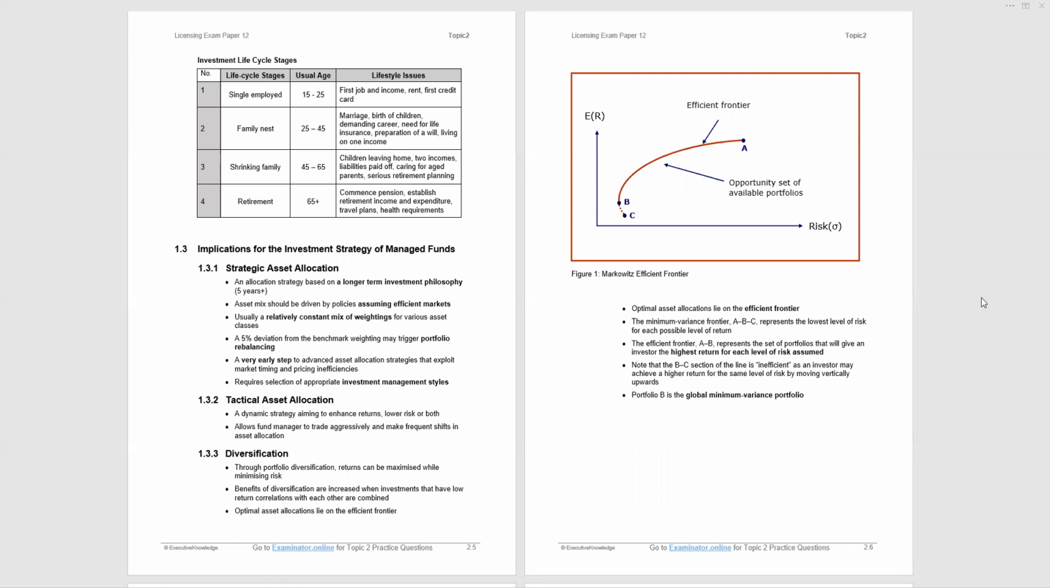Then stage 2, family nest, 25 to 45 years, generally. There, you could be married, with children, you have a career. There, you have a need for life insurance. You want to prepare a will, and you'll be living on one income. Well, obviously, this is assuming a whole host of factors. Couples may be living on two incomes, or it may be a one-parent family. Who knows? But these are just guidance. So you've still got time to earn, but you've got liabilities, you've got commitments that you must pay for.